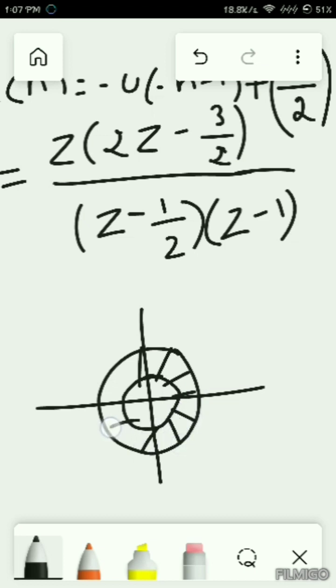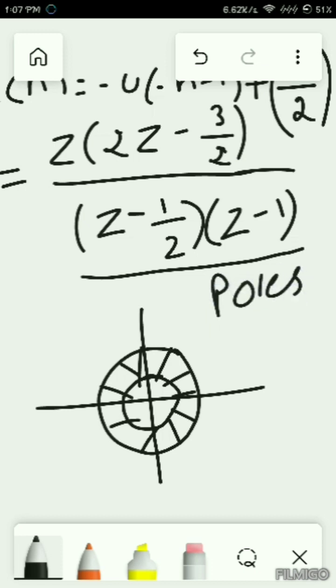So now coming to the poles and zeros: the down part is poles and the upper part is zeros, right? Here we have 1 by 2 and 1. How did 1 by 2 and 1 come? z minus 1 by 2 is equal to 0, so z is equal to 1 by 2. That I mark over here and write as 1 by 2. I guess you got it, right?